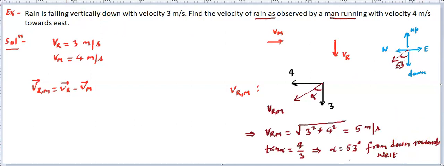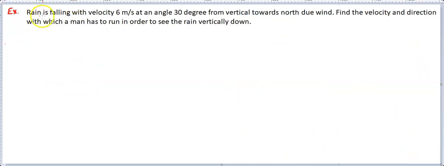Make sense? Okay. So let's have one more example. What you can do, you can read the question, pause the video, solve it, and then check the solution that I'm going to provide now. So it says rain is falling with velocity 6 meters per second, at an angle 30 degree from the vertical towards north due to wind. So because of it, they are deviated.